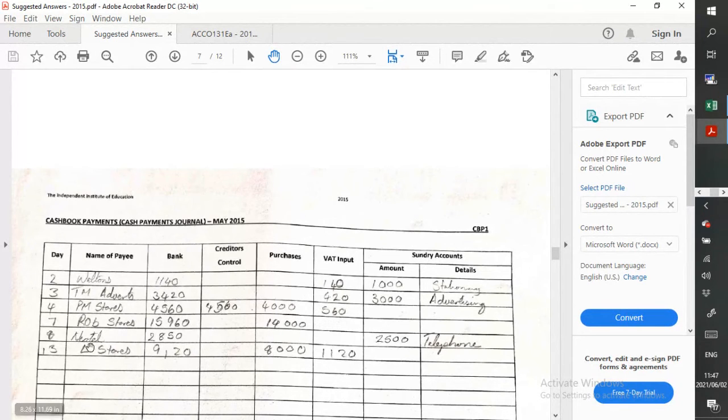So just take note of that as well. Okay. Then on the 8th, payment by check to Neotel for monthly telephone charges. Okay, monthly telephone charges. Again, can you see they gave you the exclusive? So under bank, we know we need to use the inclusive. All right, and so we calculate the inclusive, which will give us 2,850.